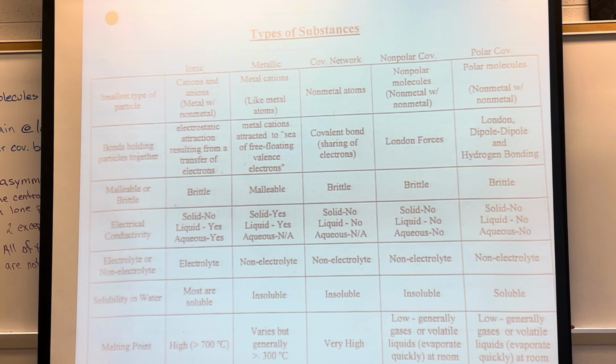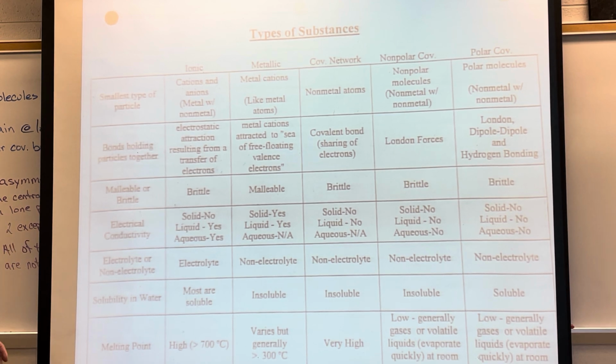Electricity is what again? The flow of charged particles. What did you just say, Ryan? They can't flow. So how do you give them the ability to flow? Heat them up or speed them up. Heat them up, melt them, or put them in water, dissociate them, to where then the ions are free to move, then you conduct. Okay?